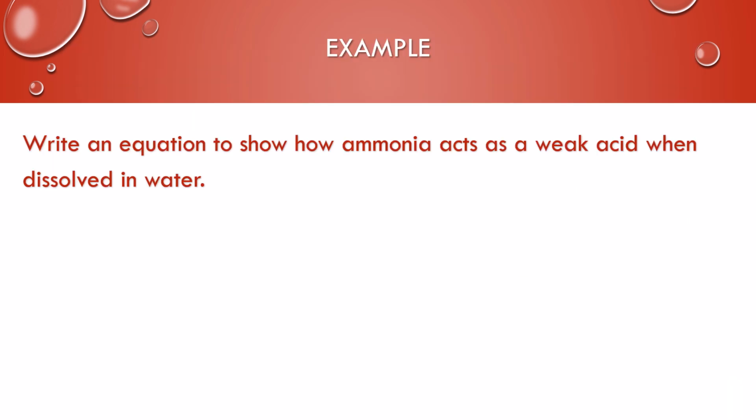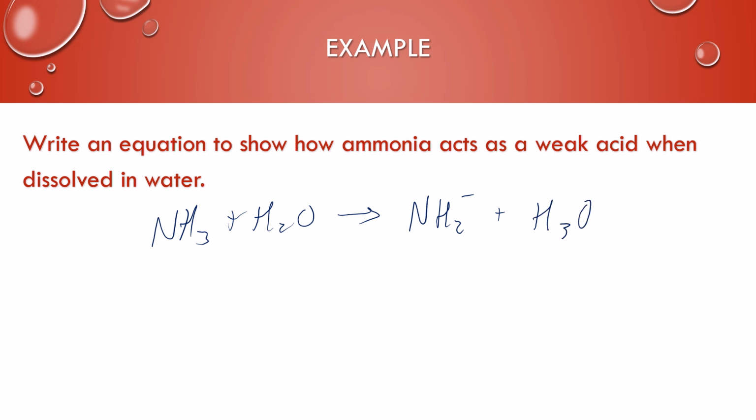Okay, so this one says, write an equation to show how ammonia can act as a weak acid when dissolved in water. Now we did an equation a couple slides back of ammonia acting as a weak base when dissolved in water. But ammonia is kind of cool, and it can do some interesting things because it has some hydrogens there. It could steal a hydrogen from the water and act as a base, but it could also give up a hydrogen, an H+, and give its hydrogen to the water to form hydronium.